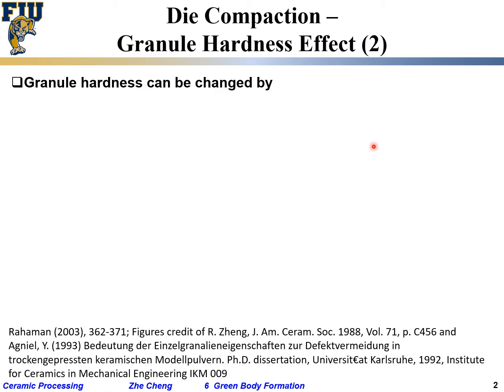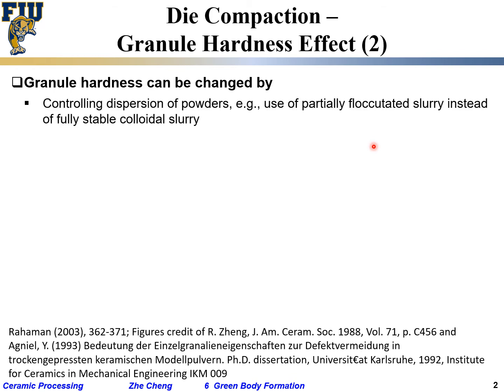Let's continue. Granule hardness can be changed by the way we disperse our powder. If we are talking about spray drying or some solution-based process to make secondary particles from primary particles using binder or whatever, partially flocculated slurry. Okay.